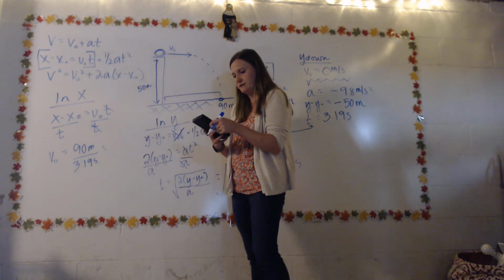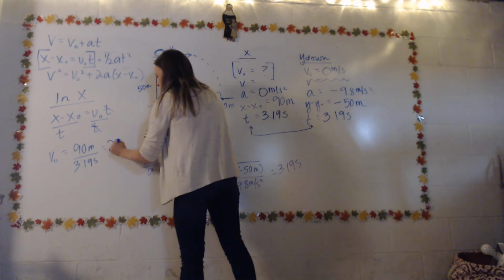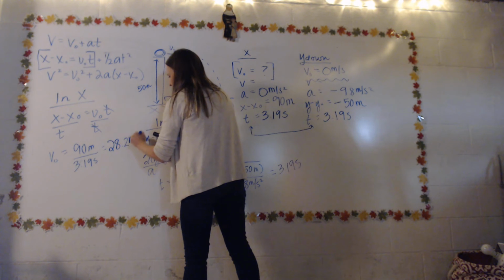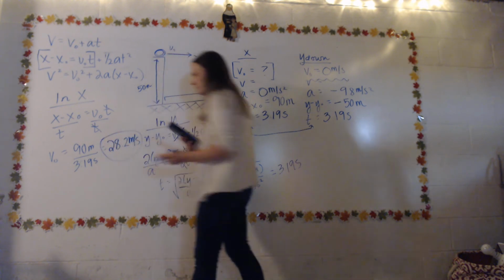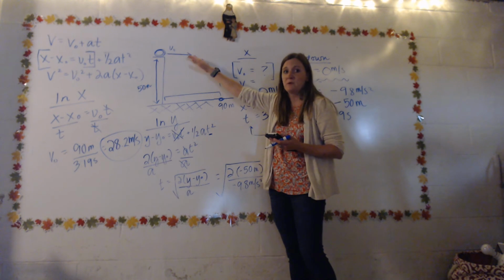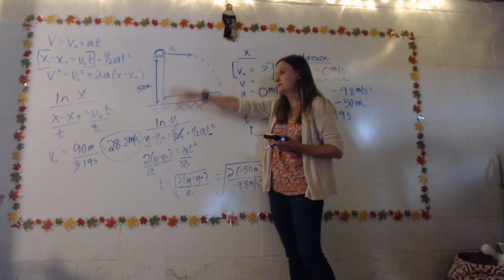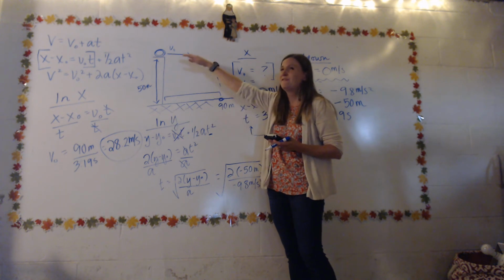And this gives us about 28.2 meters per second, which is crazy fast. It's like highway speed, okay? So that's lovely. Clearly, this person better be well paid, this stunt driver. They're driving off a cliff, highway speed, 50 meters high.